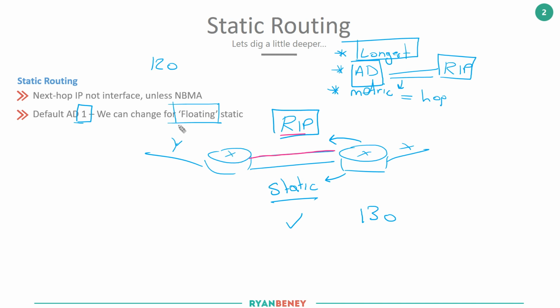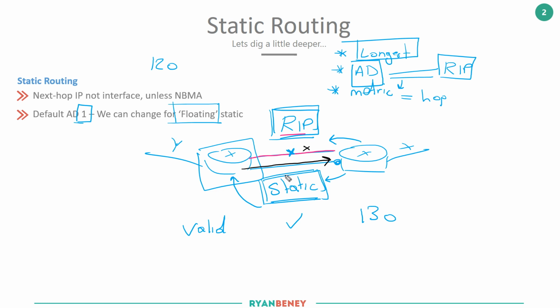Now what we've created is a floating static, because this static route is in the actual routing process and it's valid because it can get to the next hop, it can recurse, but it's not going to be used because some other process, in this case RIP, is being preferred because of the lower AD. If this link were to go down, then the RIP route will be removed from the routing table and the only route left would be the static, and as such the static route will then be installed and the traffic flow will then go across this link instead of the top link.